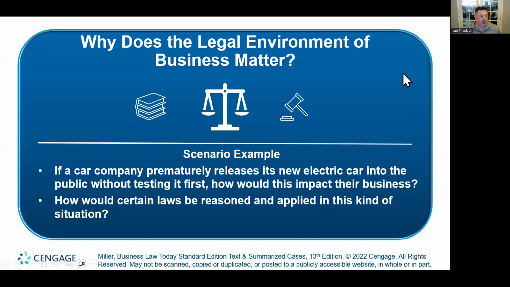So looking at the legal environment, why does it matter? An example they gave, a scenario, is if a car company prematurely releases a new electric car into the public without testing it first, how might this impact their business? We can think about the outcomes of releasing that car too early. One could be that somebody gets injured. Maybe they didn't take into account certain aspects of the car, or there could be something dangerous about the car that they didn't see. This has happened time and time again with the automotive industry.